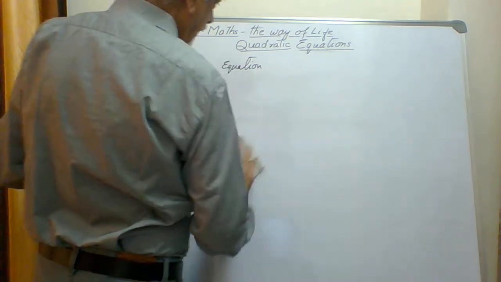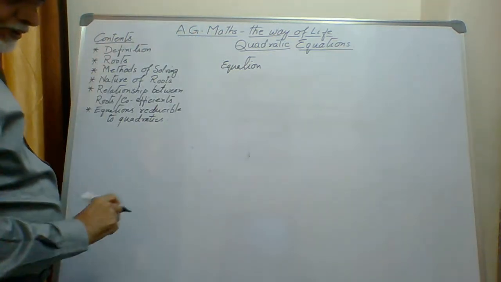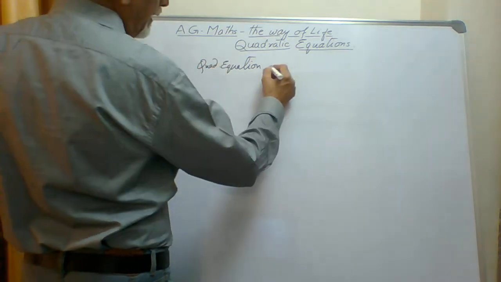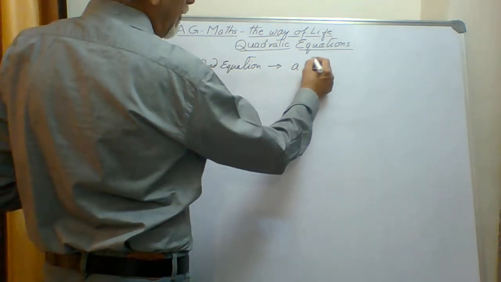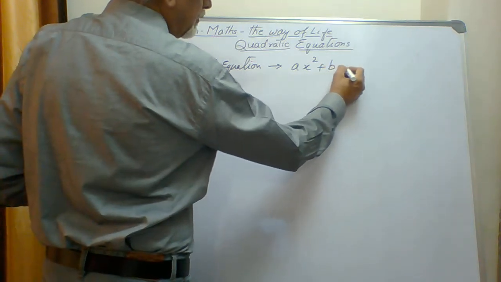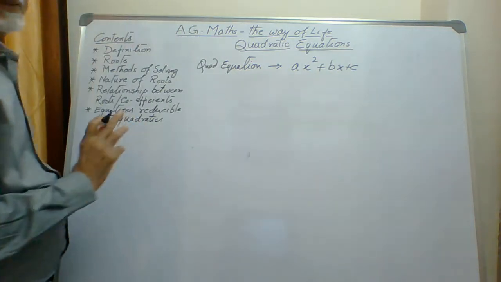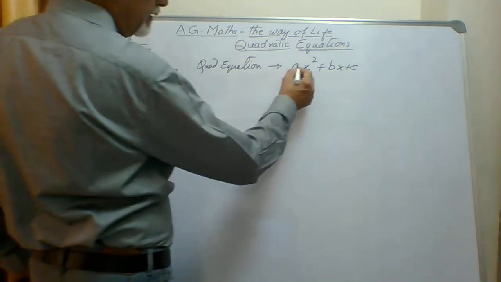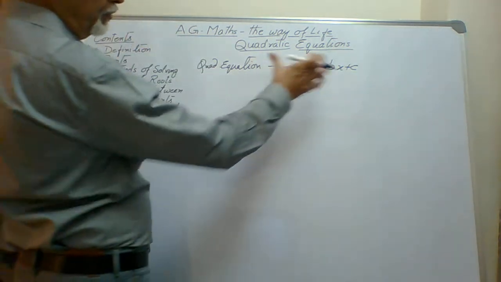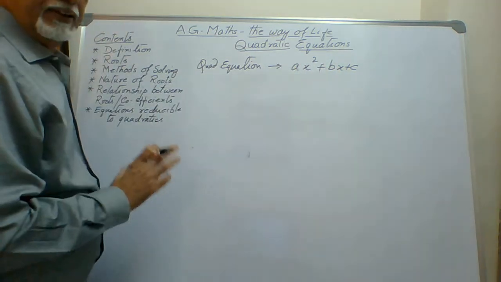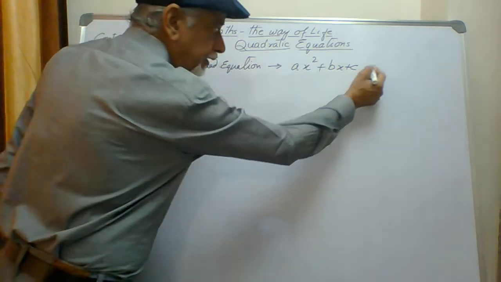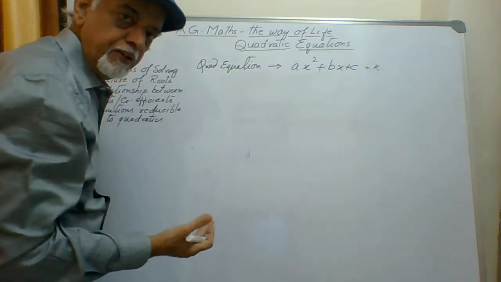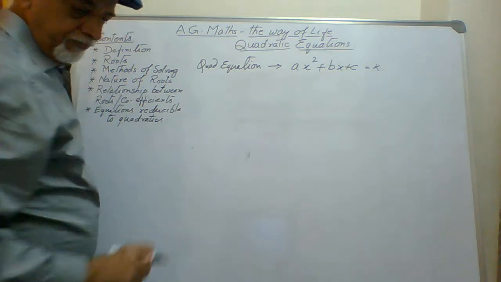Now to give you an example of a quadratic equation, a quadratic is normally written as ax square plus bx plus c. This is an expression. An expression and an equation are two different things. An expression doesn't have a right hand side. If we call this the left hand side, this is only the expression. And if I equate it to something, say k, a numerical or constant number, then it becomes an equation.